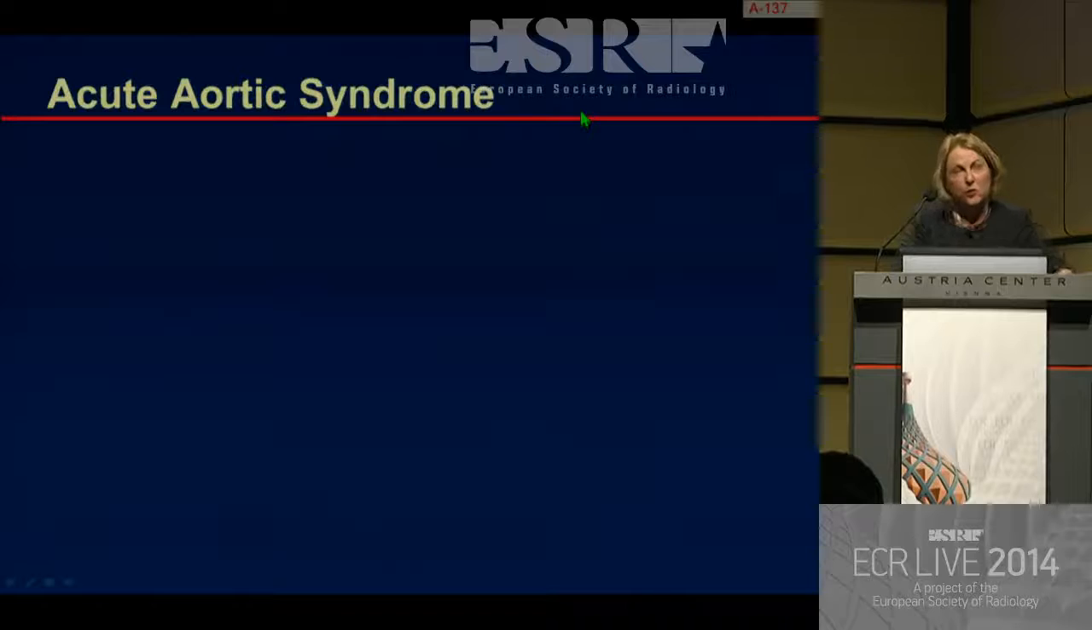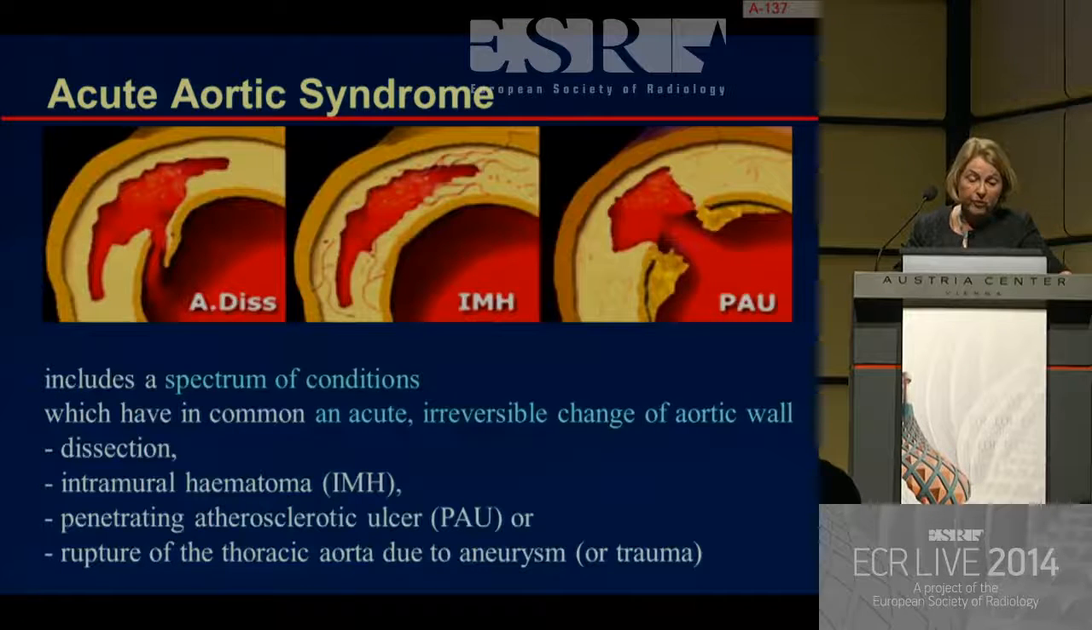The next, and you have seen already beautiful images from the aortic syndrome, I just want to cover a little bit aspects of the non-traumatic issues. Acute aortic syndrome includes a spectrum of conditions which have in common an acute, irreversible change of the aortic wall, and it includes dissection, the intramural hematoma, and the penetrating atherosclerotic ulcer.